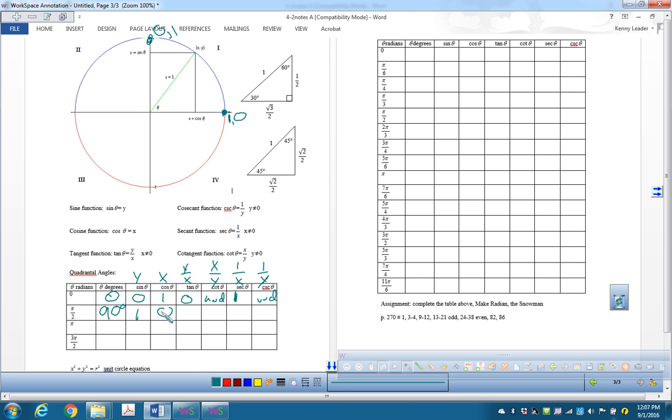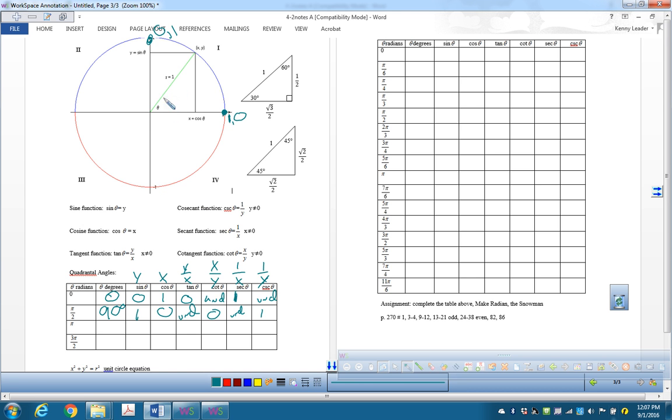So y over x is going to be what? What's that going to be? Right there. Undefined. Right? And x over y is 0. 1 over x, 1 over 0, undefined, right? And 1 over y was 1, so what's the reciprocal of 1? 1. There you go. Questions about that so far? Can you see that in the back row? Looks like you're okay.